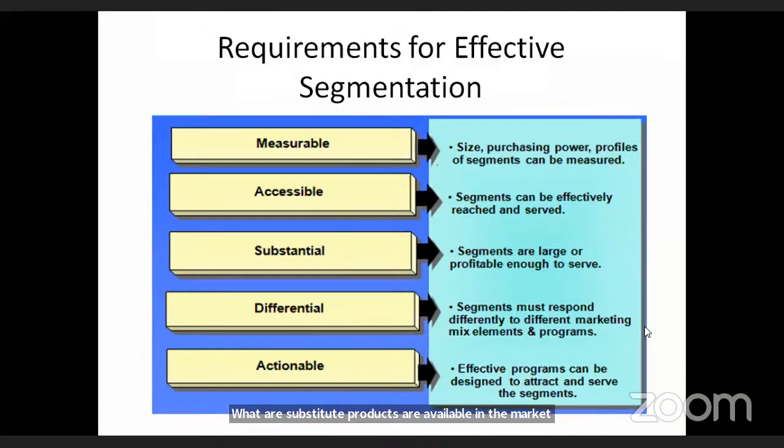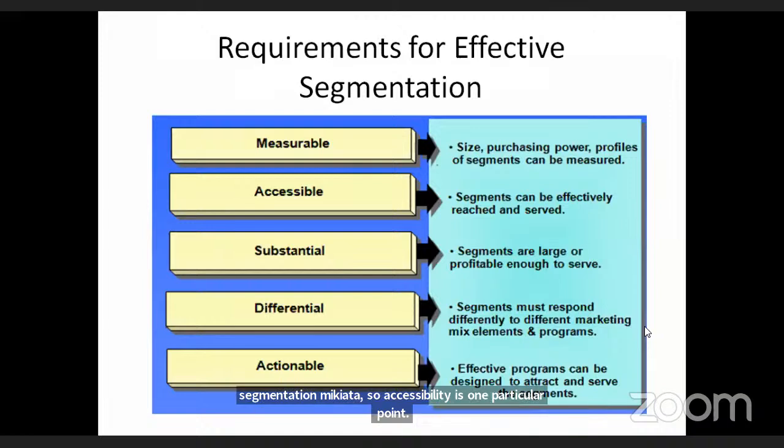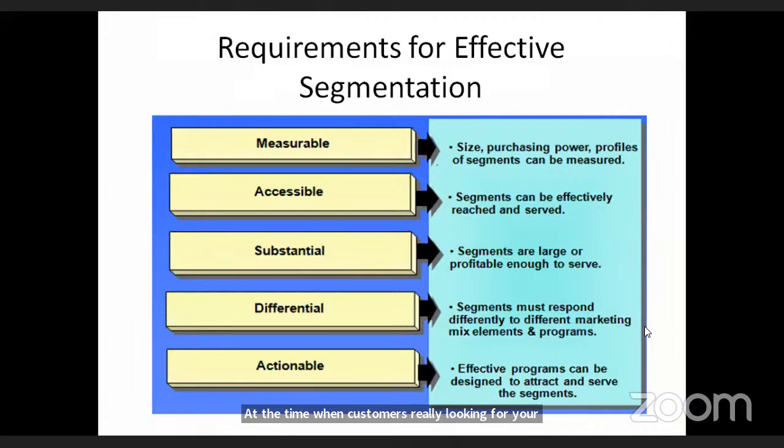So what happens in segmentation? Accessibility is one particular point. If you are segmenting the market according to your product, you have to reach the customers at the time when they are really looking for your product. Then differentially, segments must respond differentially to different marketing mix and programs. So whenever you try to make a segment, remember every product is different from other products, and every marketing strategy is different from other marketing strategies.